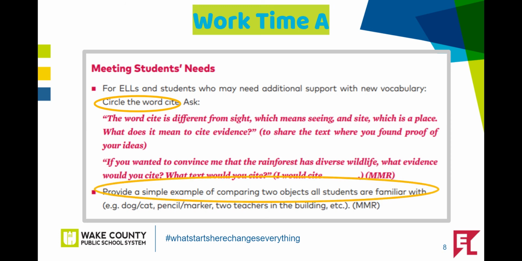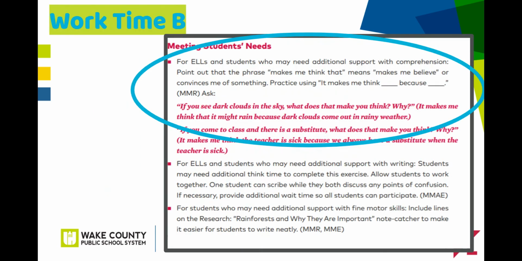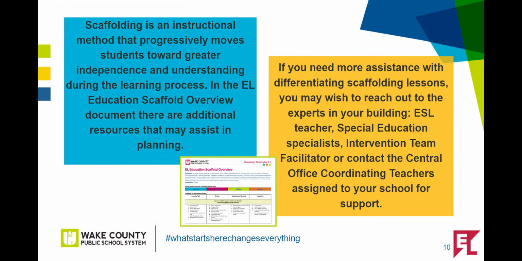Provide a simple example of comparing two objects all students are familiar with. Example, a dog and a cat, a pencil and a marker, etc. When students fill their own Venn diagram, consider using sentence frames with some words already filled in for students who need more support. For ELLs and students who may need additional support with comprehension, point out that the phrase makes me think means makes me believe or convinces me of something. Practice using this phrase in everyday situations, such as, if you see dark clouds in the sky, what does that make you think and why? It makes me think that it might rain because dark clouds come out in rainy weather.